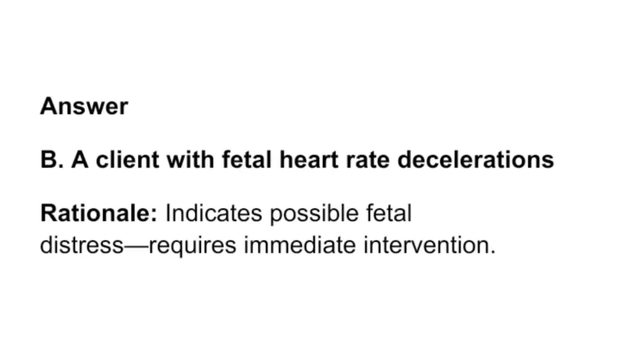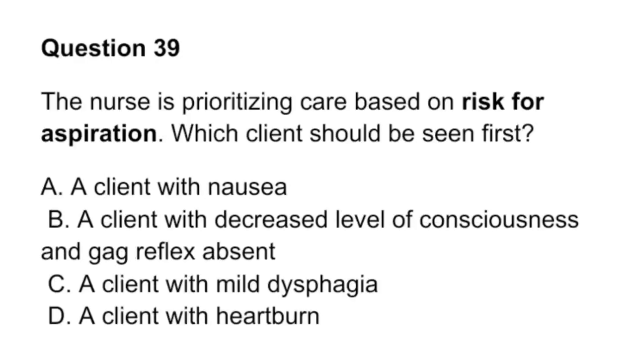Answer. B. A client with fetal heart rate decelerations. Rationale. Indicates possible fetal distress, requires immediate intervention. Question 39. The nurse is prioritizing care based on risk for aspiration. Which client should be seen first? A. A client with nausea. B. A client with decreased level of consciousness and gag reflex absent. C. A client with mild dysphagia. D. A client with heartburn.